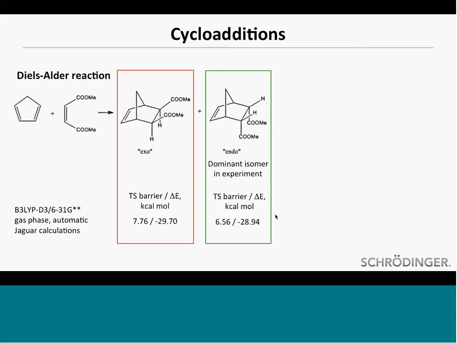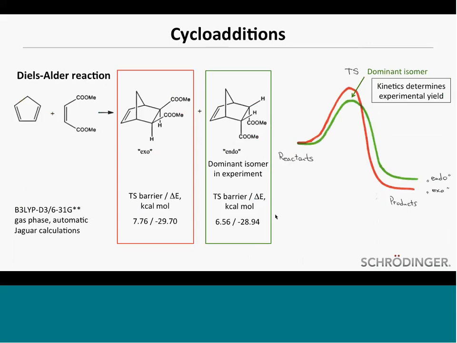this particular case, B3LYP-D3, 6-31G** in the gas phase. This was done in a fully automated way. All we did was draw in the reactants and the two different products and ask what was the barrier. And those are shown here. So what you can see is that the transition state barrier for the endo isomer is in fact the lower energy barrier, whereas that for exo is higher.